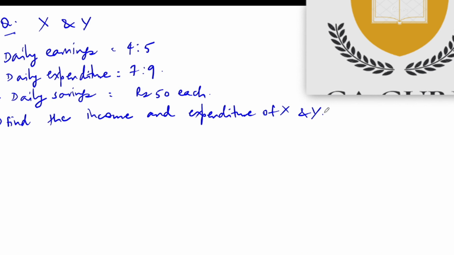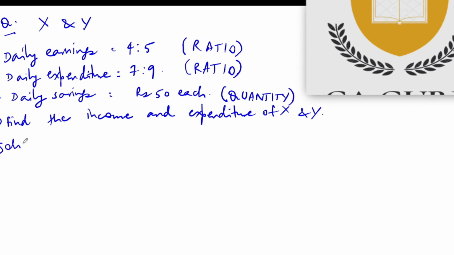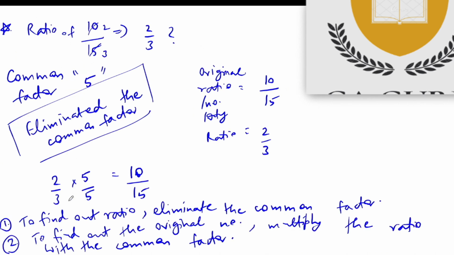Okay, very beautiful question. Let's take a look at it. Now, when you do the answer, okay, let us first look at the question. Let's observe the question. This 4 is to 5 is a ratio. 7 is to 9 is also a ratio. Rupees 50 each is the quantity, and it is not a ratio, it is a number. Now I know, okay, what did I learn previously? I learned that if I want to get the original quantity, I need to multiply the ratio with the common factor.